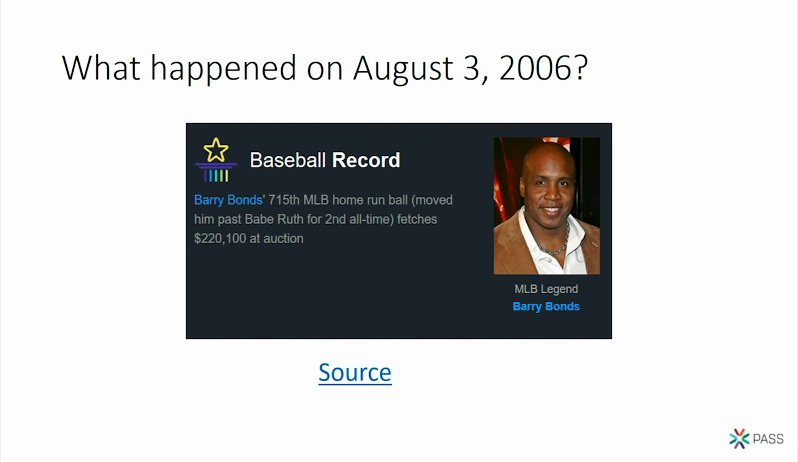What happened on August 3rd, 2006? I actually did some research on this. Couldn't really find anything interesting or notable. Apparently, a baseball home run for Barry Bonds was auctioned off. So if you're into baseball, that's cool, I guess. But that's not all that happened.